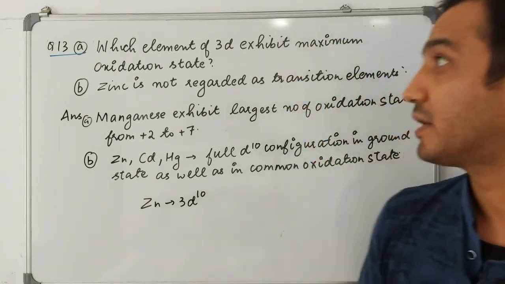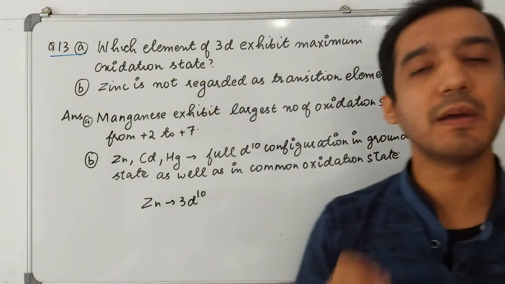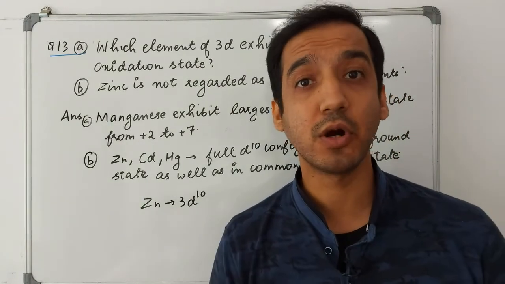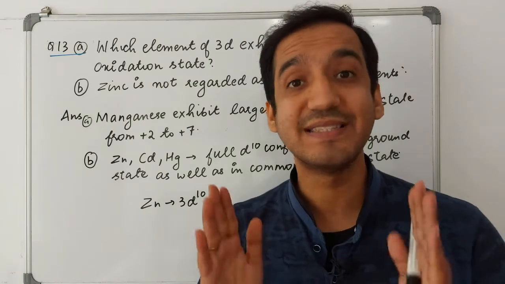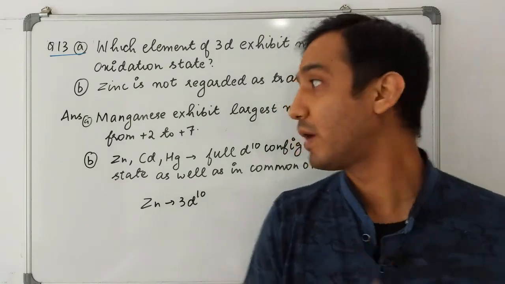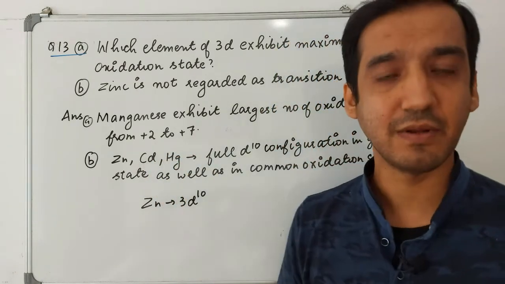Next is question number 13. Which element of the 3d series exhibits maximum oxidation state? So remember, in the 3d series we already talked about manganese. Manganese has 3d5 and 4s2, total 7 electrons. As a result, what happens? It can exhibit oxidation states from +2 to +7.